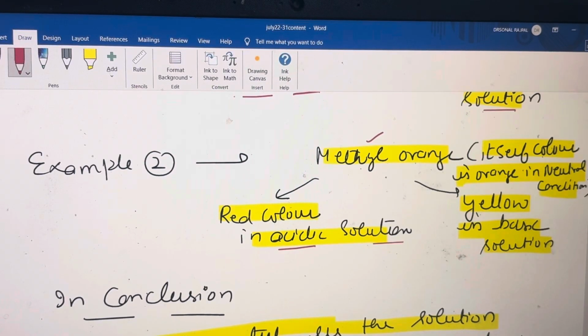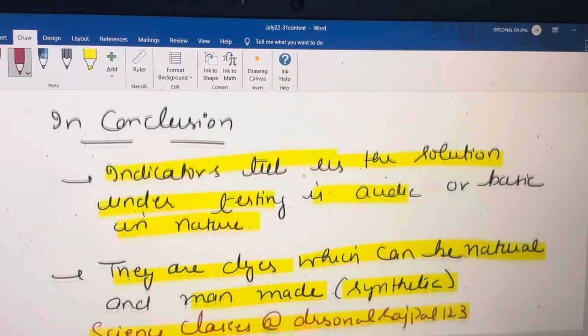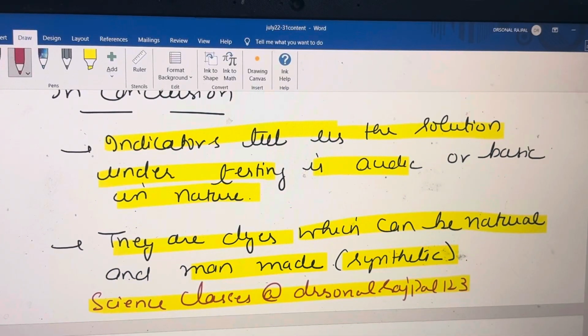So students, in conclusion I want to say, indicators tell us whether the solution we are testing is acidic or basic in nature by changing the color of the solution. And you know students, these indicators are dyes which can be natural or man-made.